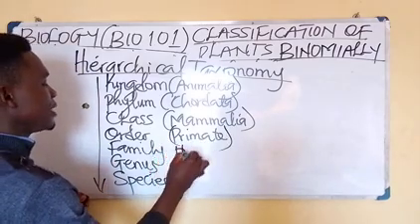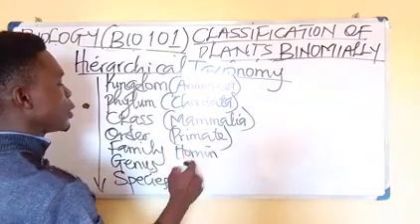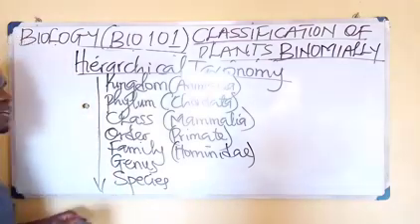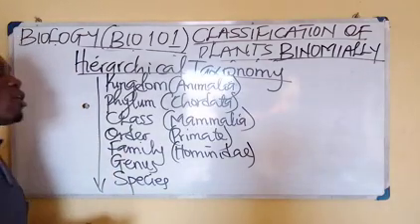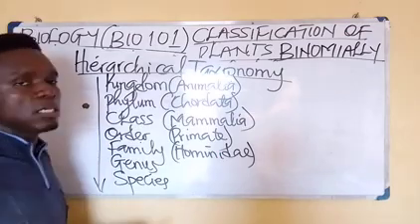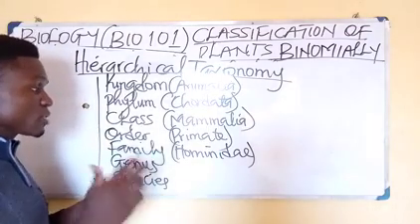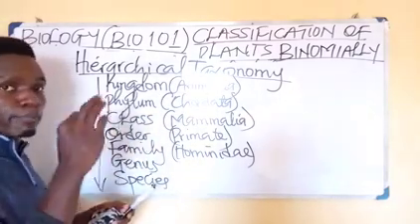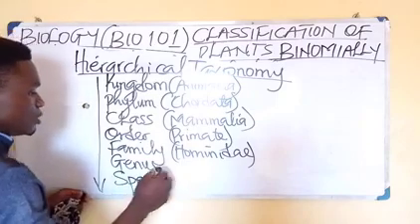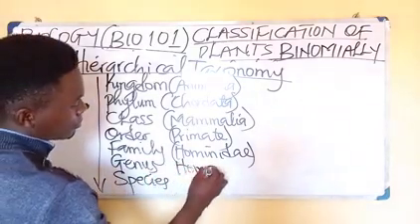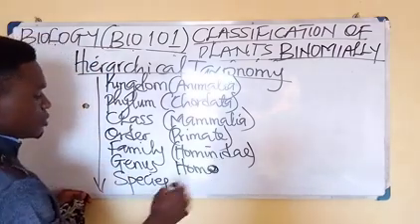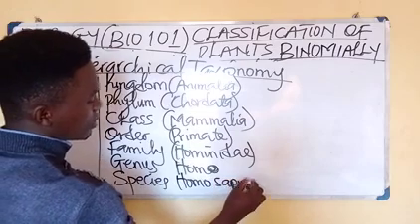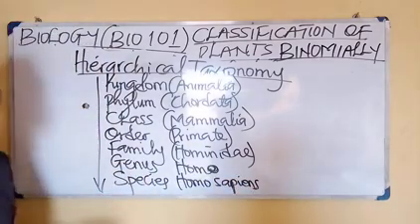Family: Hominidae. All right. Please, in taxonomic grouping, the family name always ends in -idae, Hominidae. I'm not saying that all animals have the family name Hominidae. I'm talking of man. Man is Hominidae. Genus is Homo. Then the species: Homo sapiens. All right, take note of that.